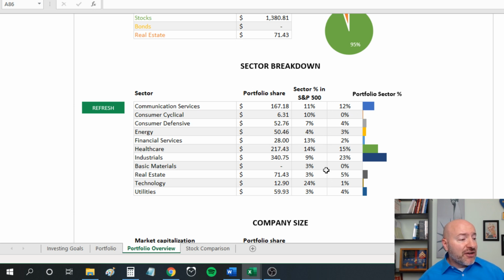One thing he can do is look at some of these other sectors where he doesn't have nearly as much. So in technology, he's got only 1% of his portfolio versus 24% in the S&P 500, so you might want to add some technology for growth there. Obviously, he's got 0 in consumer cyclical stocks. Very low in a lot of these. In financial services, he might want to add some there as well.